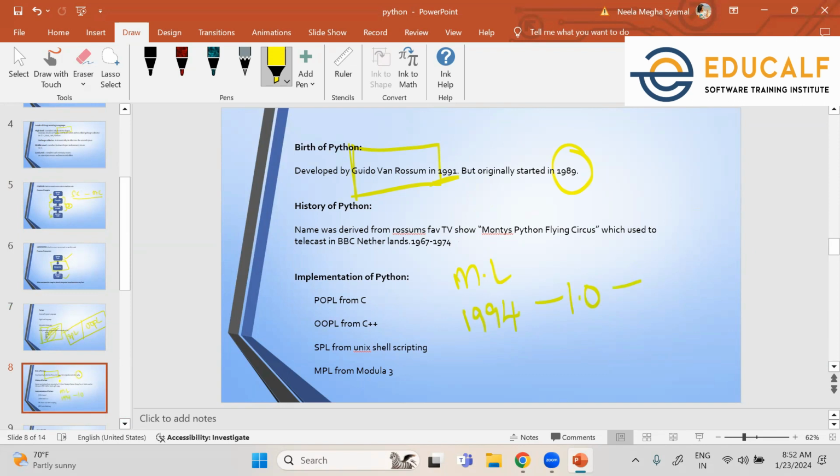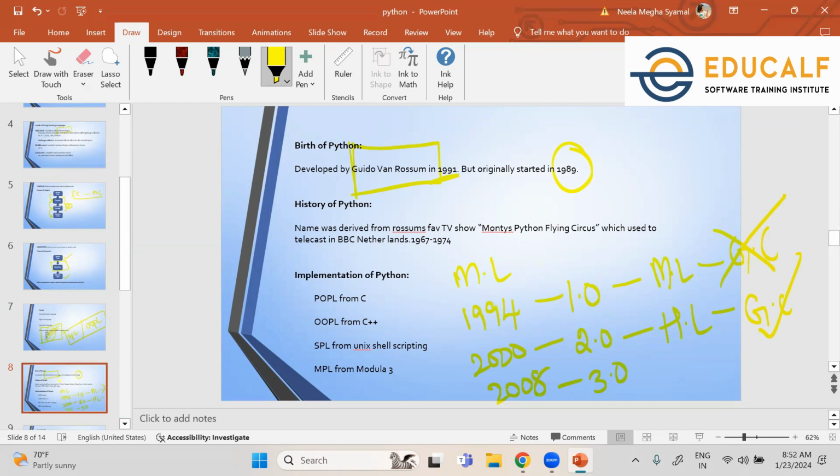Initially, when he launched it, it was a middle level language because the garbage collector concept was not there in the initial days. In 2000, he launched the second version. From there onwards, it became a high level language. So the garbage collector concept has existed since then. The third version got launched in the year 2008.